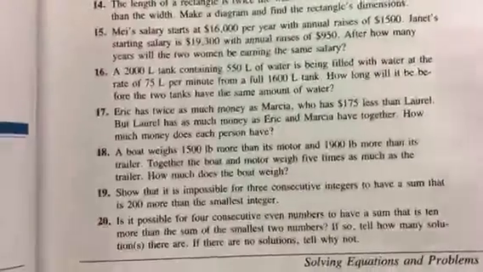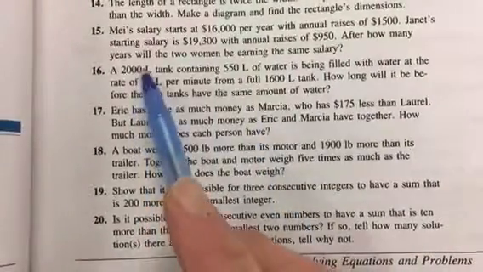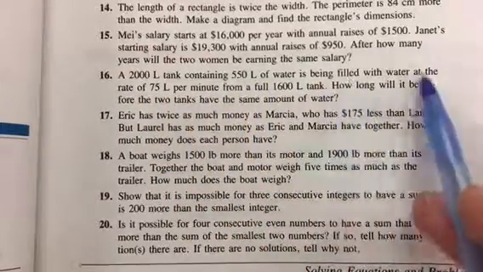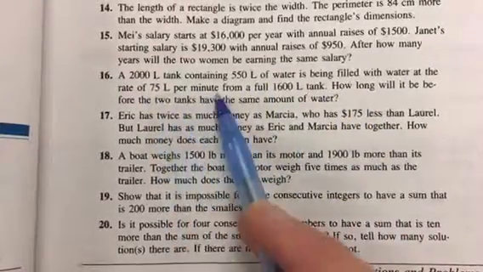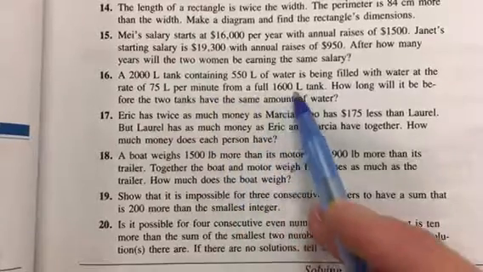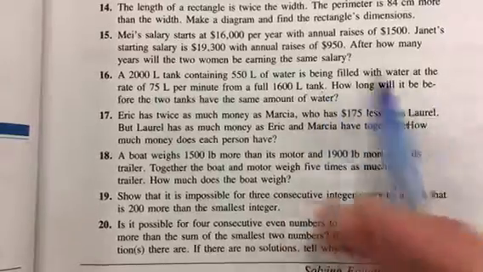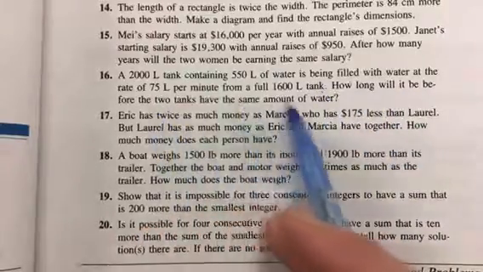All right, what if I do number 16 and 20 here to finish it off? Okay, number 16. A 2,000-liter tank contains 550 liters of water and is being filled with water at the rate of 75 liters per minute from a full 1,600-liter tank. So there's two tanks. How long will it be before the two tanks have the same amount of water?